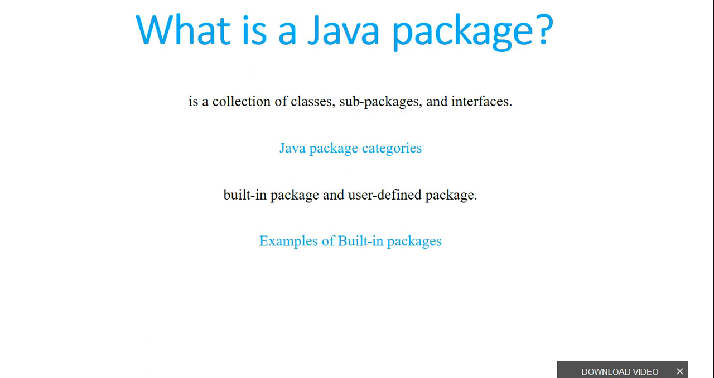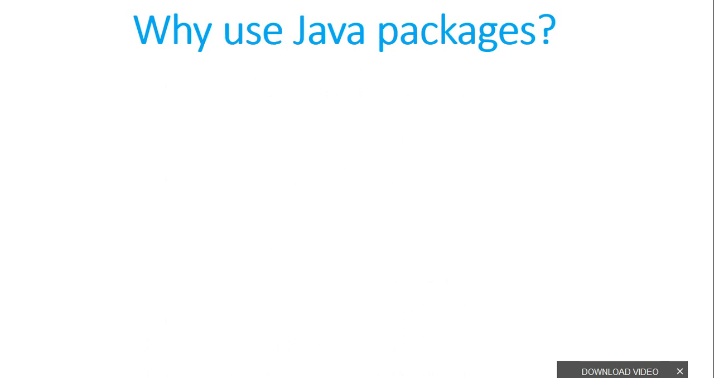Then we have some examples. Let's look at examples of built-in packages, and later on we will create our user-defined packages. So we have java.lang, AWT, Java Swing, Net, IO, input output, and so forth. These are the packages that already exist in Java.